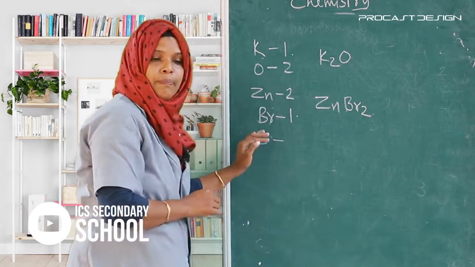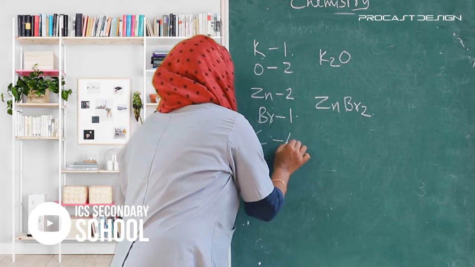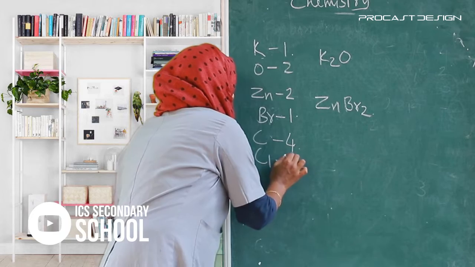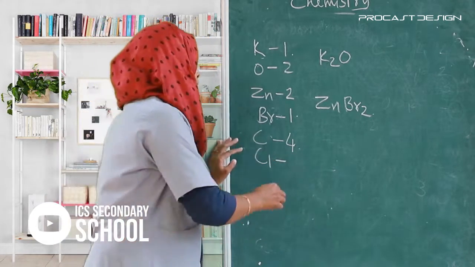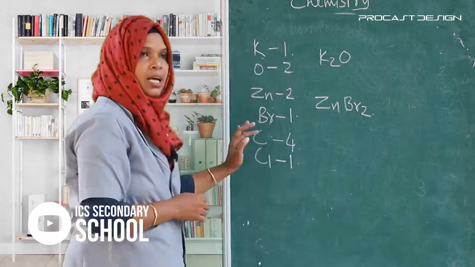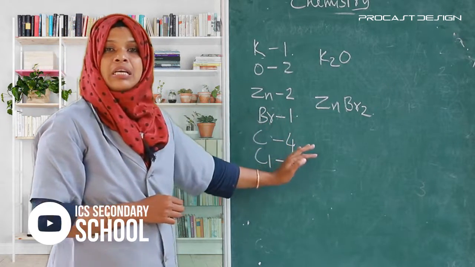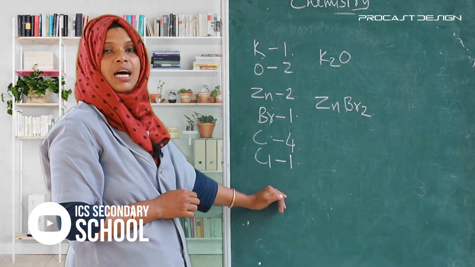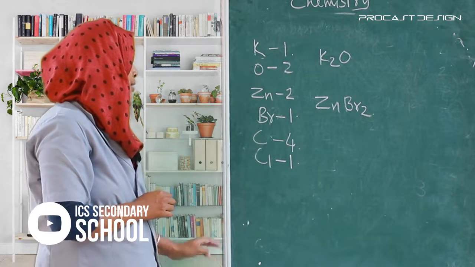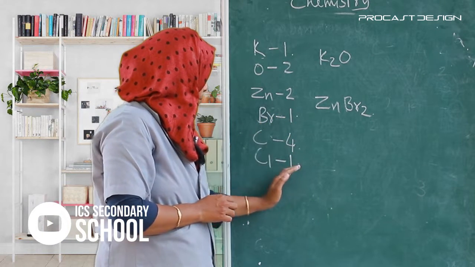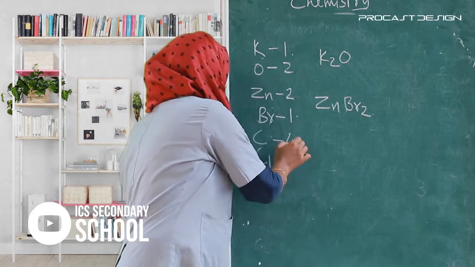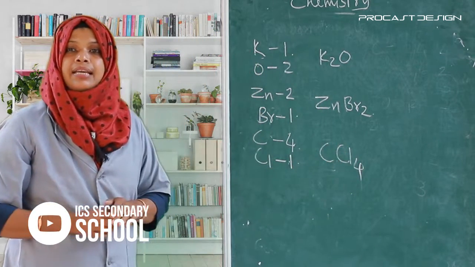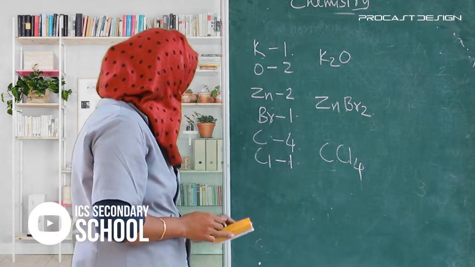Next one, carbon, symbol C, valency 4, and chlorine, symbol Cl and valency 1. The chemical name of the compound is carbon tetrachloride. Interchange the valency, and the chemical formula is CCl4.